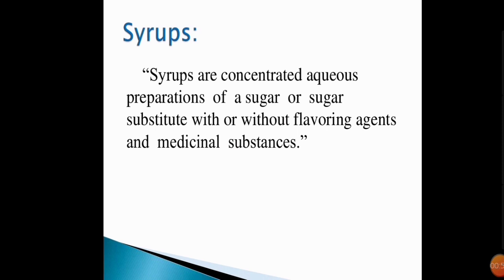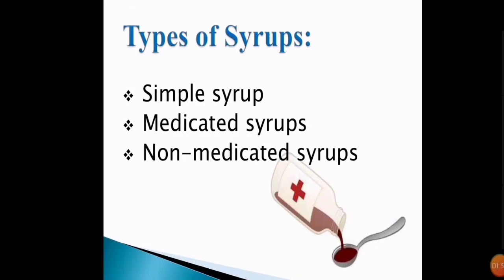Syrups are concentrated aqueous preparations of a sugar or sugar substitute. Sugar substitutes include sorbitol, propylene glycol, glycerine, and maple, with or without flavoring agents. Flavoring agents are, for example, vanilla, orange, mango, banana, or pear flavor, and medicinal substances, which might be any antihistaminic.